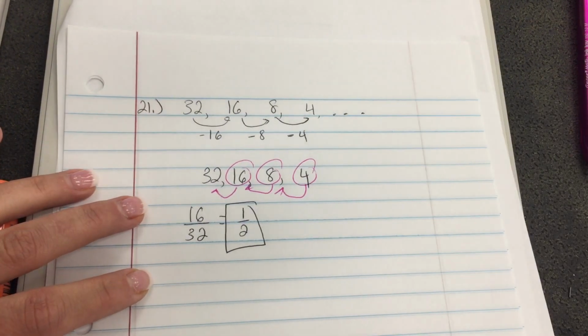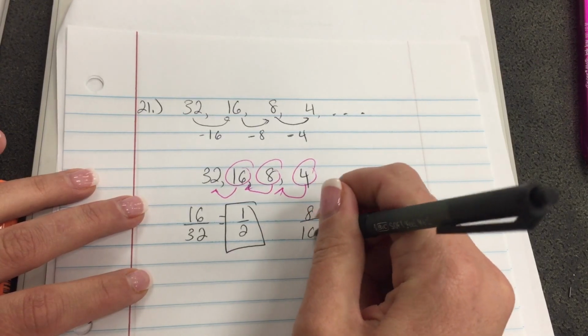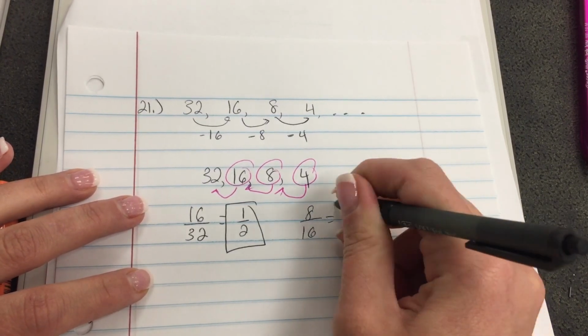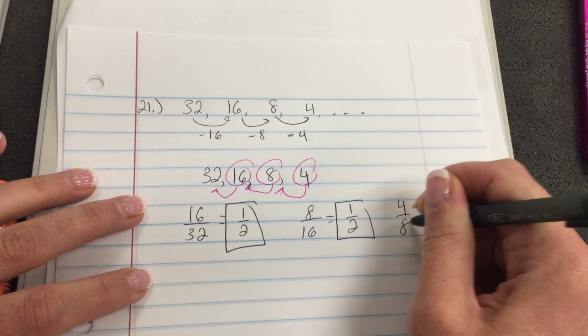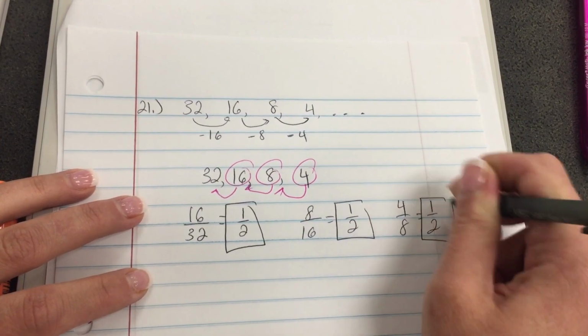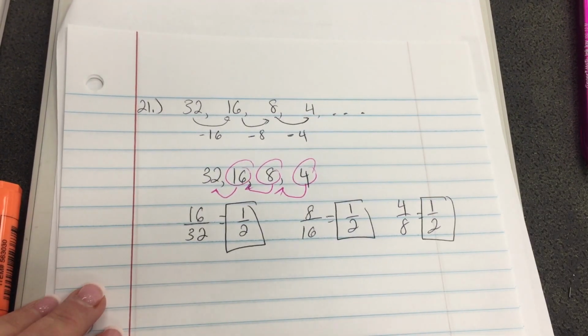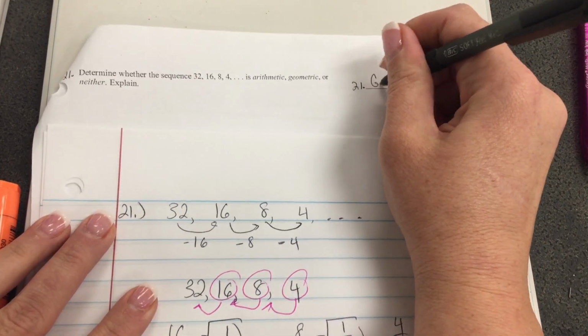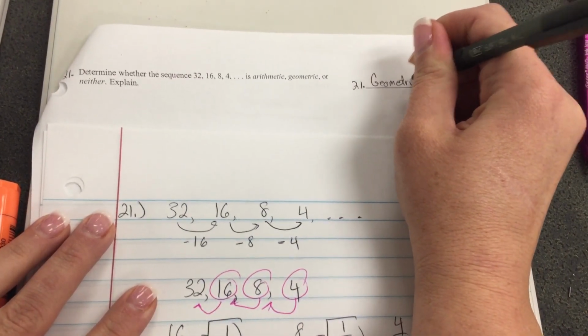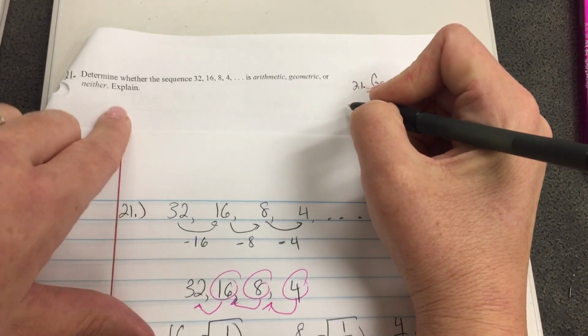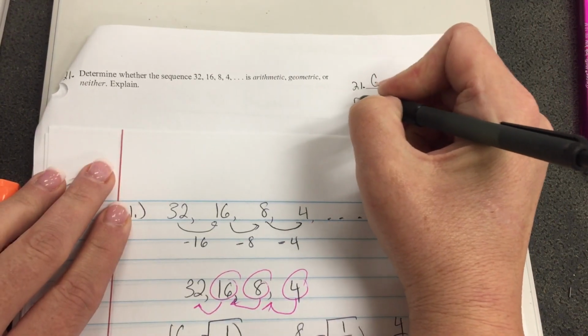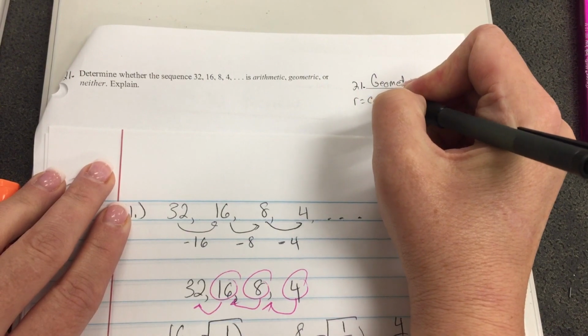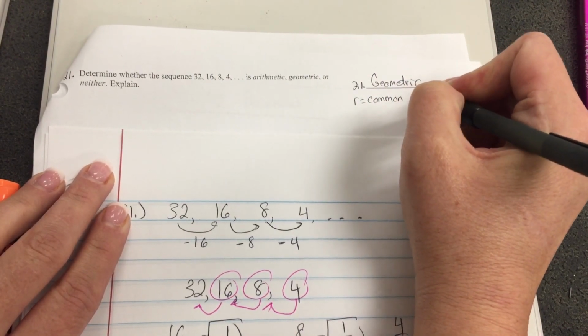Then we have 8 over 16, which is 1/2, and 4 over 8, which is 1/2. All right, so if we have a common ratio, then we have a geometric series, and it says explain, because we have an r, which is a common ratio.